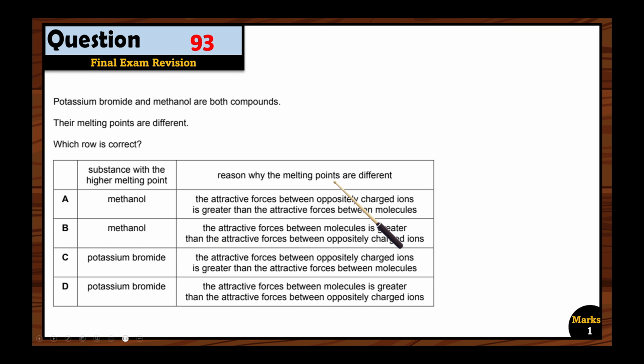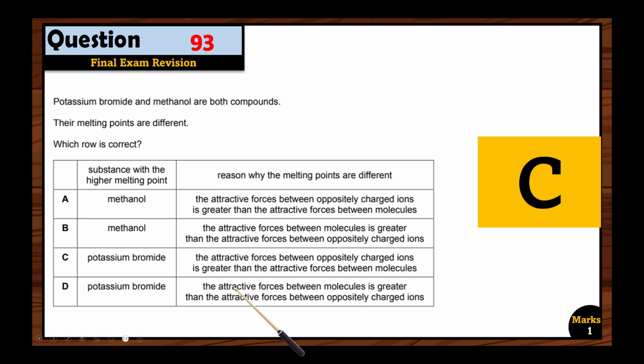Now let's see reasons why the melting points are different. The attractive forces between oppositely charged ions is greater than the attractive forces between the molecules. Yes, that's right. Why? Because potassium bromide has stronger attractive forces between the oppositely charged ions, right? And the attractive forces between the molecules are weak. Which attractive forces between molecules? Of course, between the molecules of methanol, right? That's why option C is right.